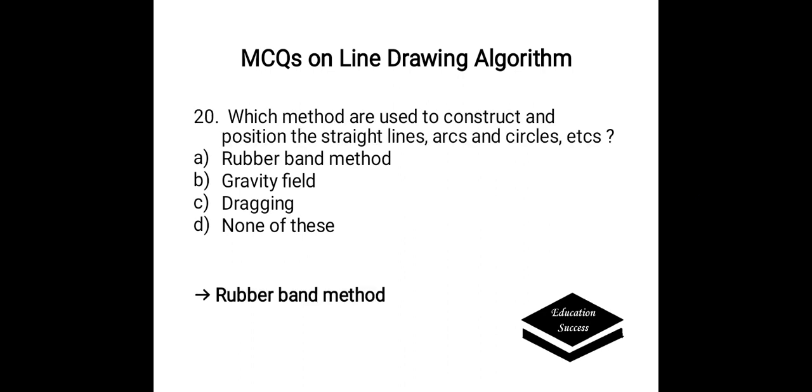Which method is used to construct and position the straight lines, arcs and circles, etc.? Options are A. rubber band method, B. gravity field, C. dragging, D. none of these. Correct answer is rubber band method. It is used to construct and position the straight lines, arcs and circles, etc.